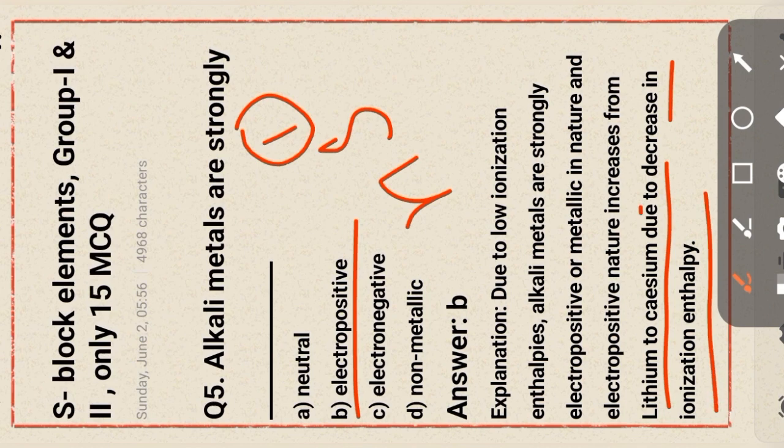This is a very important line: the electropositive nature increases from lithium to cesium due to the decrease in ionization enthalpy.